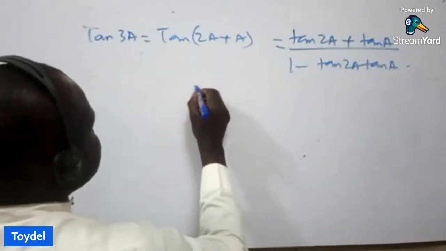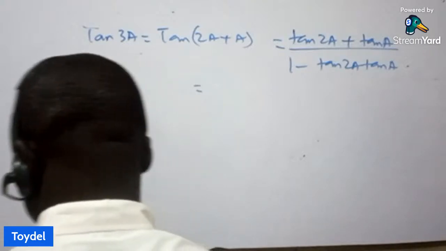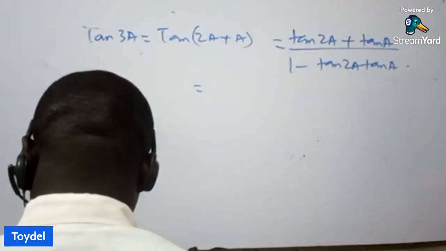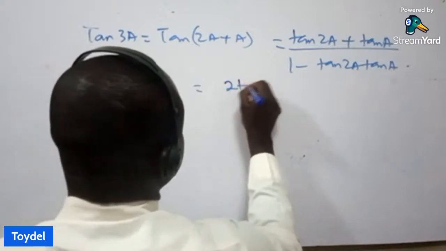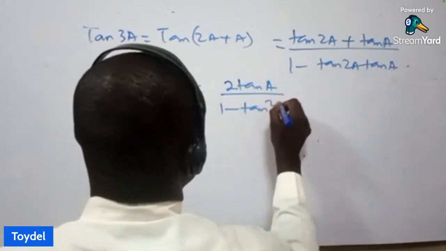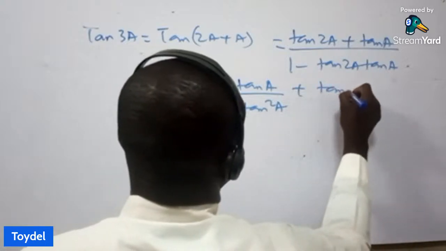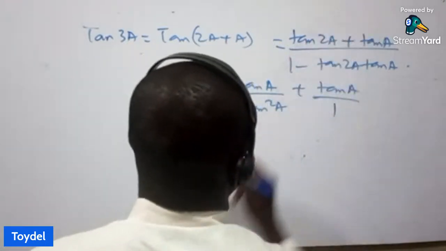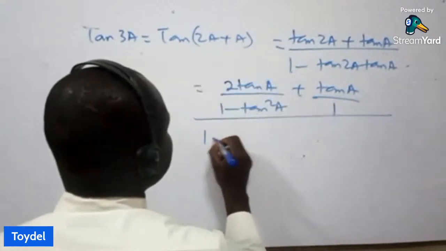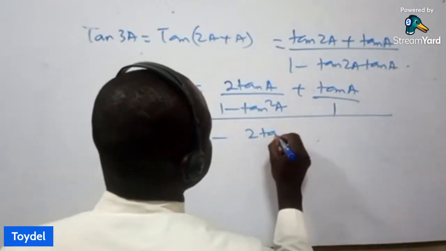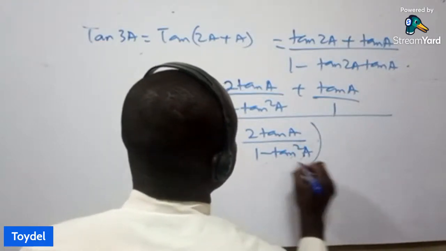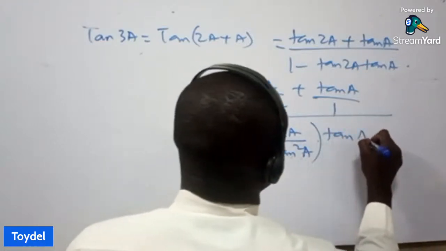Then what is tan 2a? We know the expression for tan 2a. Tan 2a is 2 tan a all over 1 minus tan square a. So for the numerator we have that plus tan a. Then the denominator, we have 1 minus tan 2a, which is 2 tan a all over 1 minus tan square a, everything multiplied by tan a.